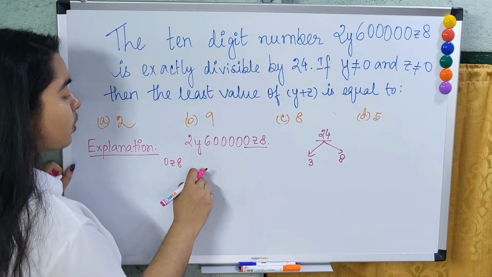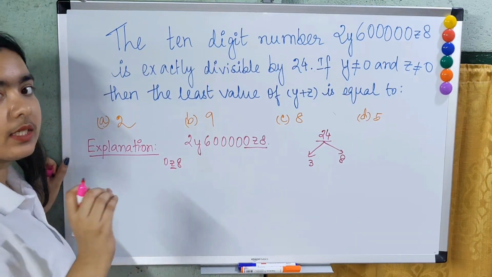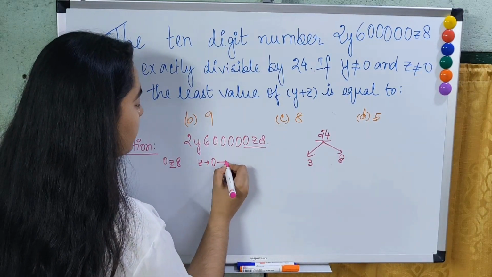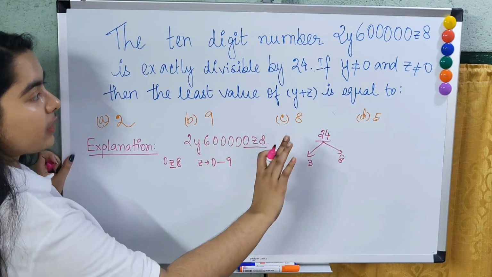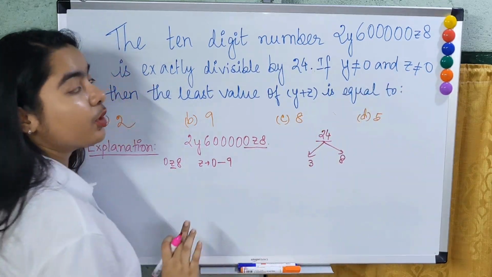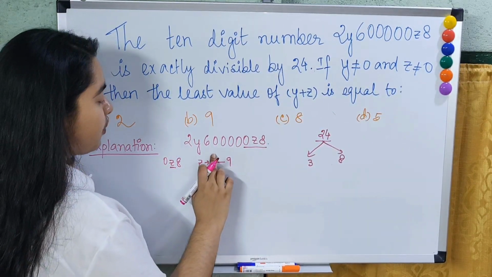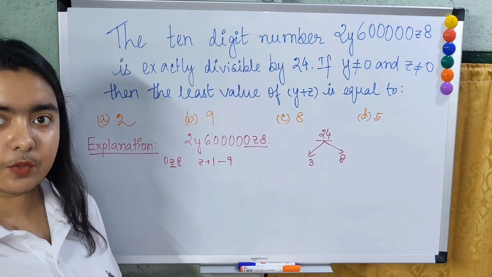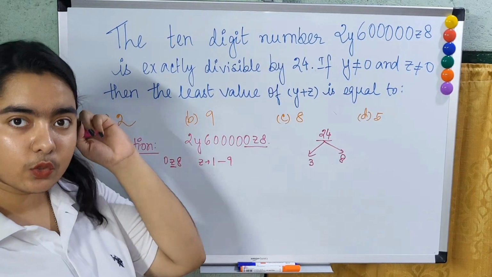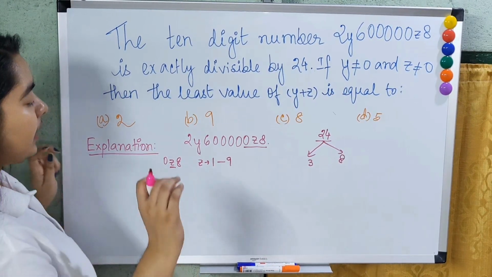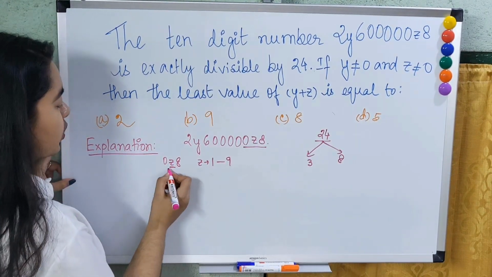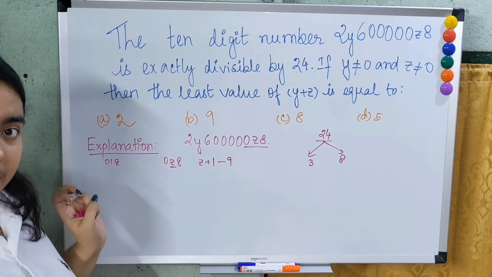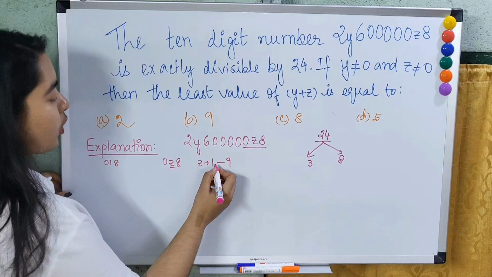Okay. So z is a single digit number, so z can range from 0 to 9. Now the given condition is that z can never be 0, so z can range from 1 to 9. Now see, if z is equal to 1, the last 3 digits become 0, 1, 8. Is 018 divisible by 8? No. So z cannot be 1.